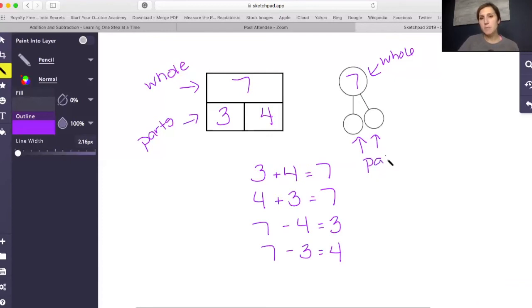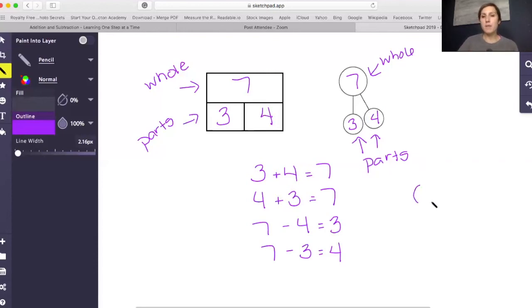And just like the tape diagram, this number bond has two parts in it because we're adding two numbers together, but it can have as many parts as necessary. Okay, and the two parts we're adding together are 3 and 4. And just like the tape diagram, all of these equations are matching this model of the number bond. So one number bond represents 4 equations.